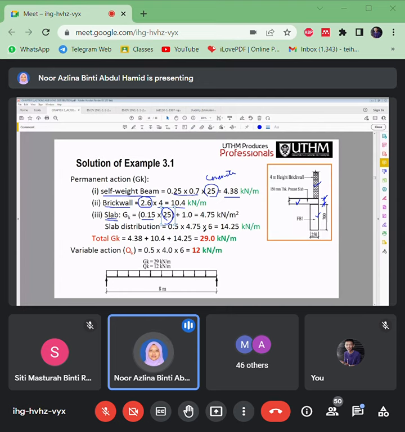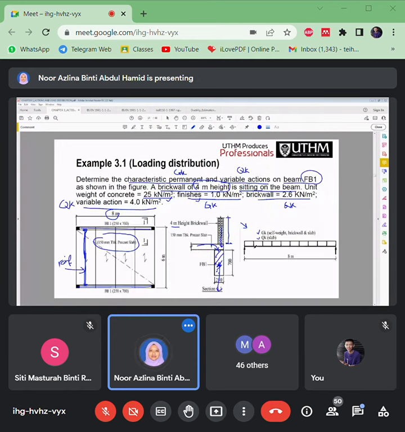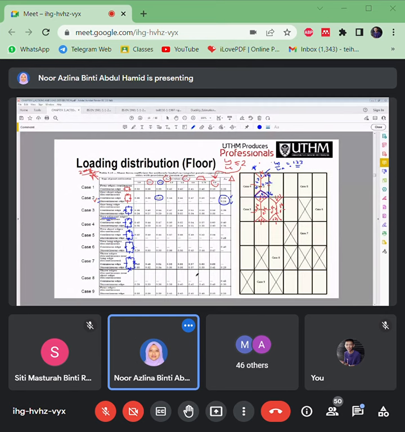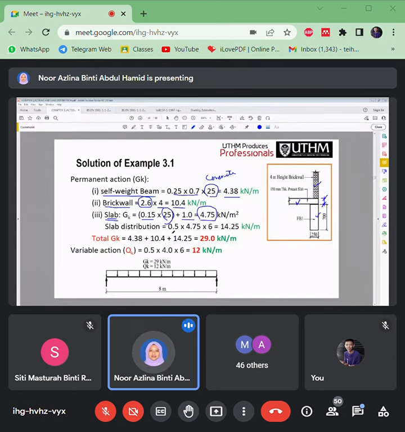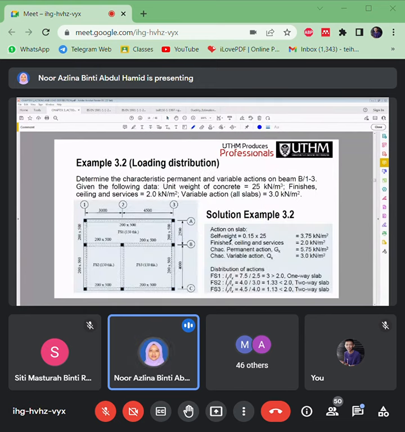And then we also have to consider finishes, right? Okay, plus dengan finishes. This is the total one, which is 4.75 will be applied for this whole area. Okay, so this is 4.75 will be applied onto this slab. Okay, so that's why half of it will transfer to FB1, another half will transfer to other side.